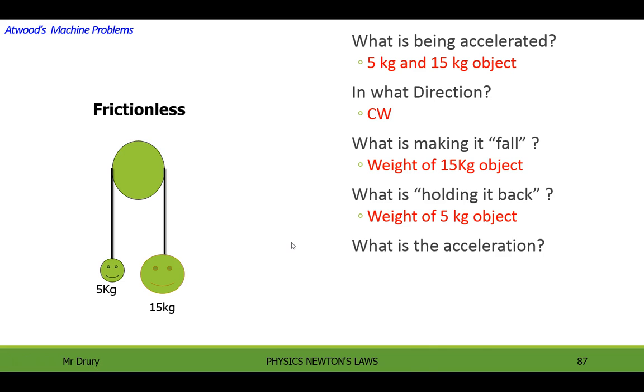So what's the acceleration? Well, we'll apply Newton's second law, F is equal to ma. And we take the sum of the forces. Here's the force making it go clockwise. Here's the force holding it back. What's being accelerated? Both masses times acceleration. So in summary, this is making it accelerate. This is a force pulling it down. This is the force pulling it back or holding it back. The combination of those two forces equals mass times acceleration. What's being accelerated? Both masses.